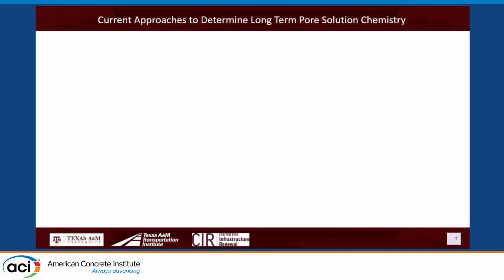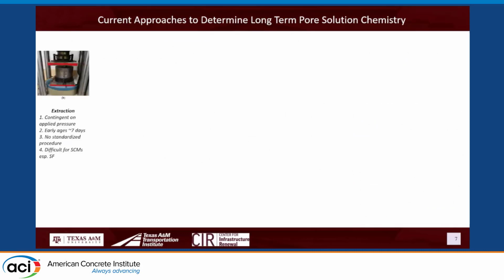So what are the current approaches where this long-term pore solution composition or chemistry is actually determined? One, you always have an extraction method, but typically it's reserved for the early ages, like 7 days. As cement paste or concrete ages, it's really difficult to extract solution.